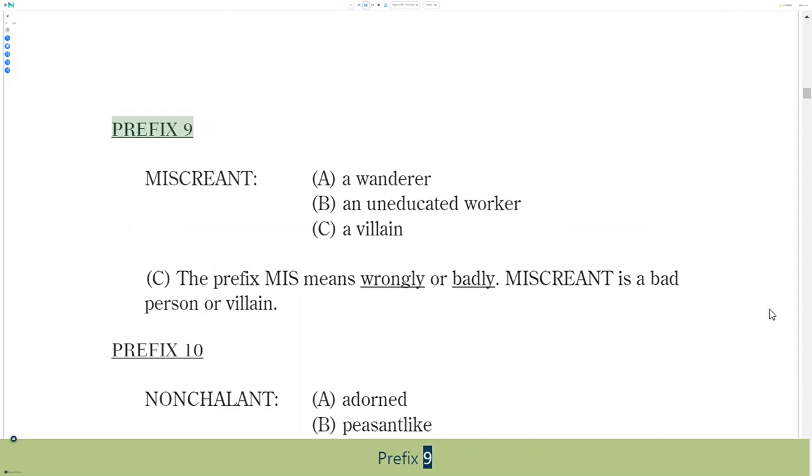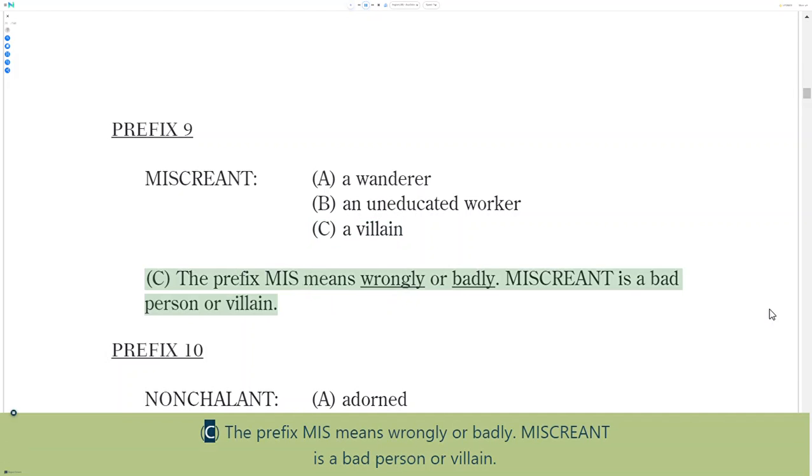Prefix 9. Miscreant. A. Wanderer. B. An uneducated worker. C. A villain. C. The prefix mis means wrongly or badly. Miscreant is a bad person or villain.